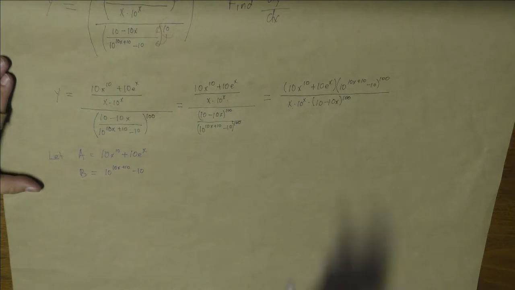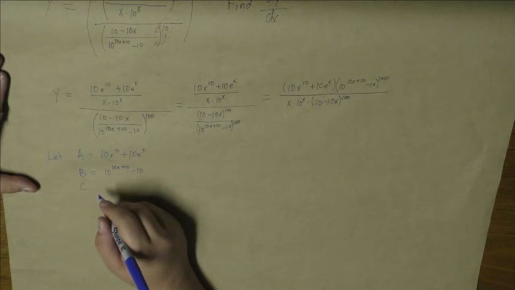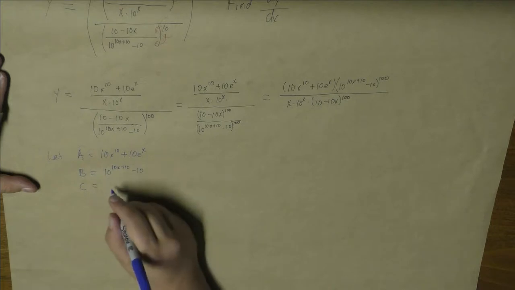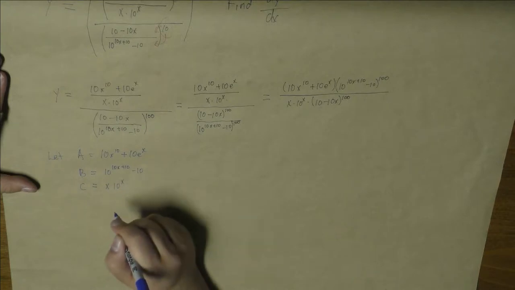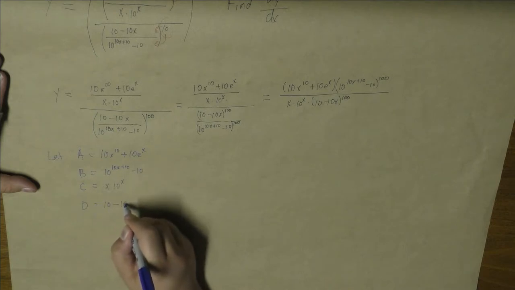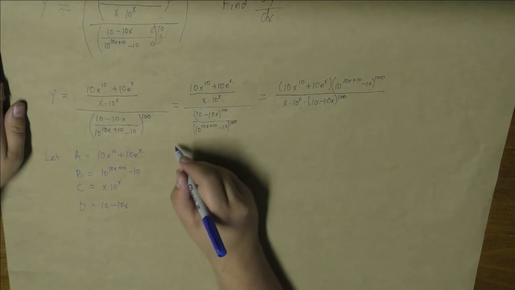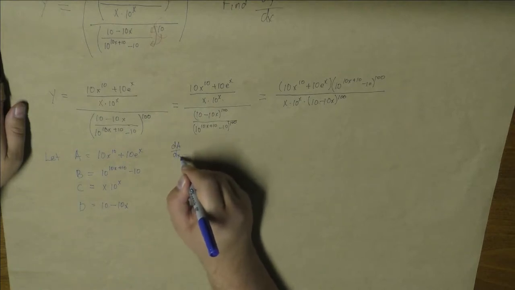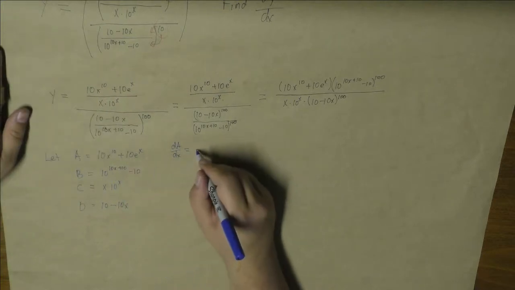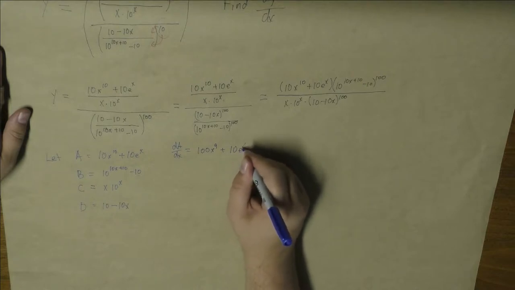And we'll do a similar thing on the bottom, so we have a single product on the bottom. We'll call c, we'll call that x times 10 to the x, and we'll call d 10 minus 10x. Now, we're going to end up differentiating these eventually, so I'll just work out those derivatives now. So dA by dx is, this is the product rule, so the 10 stays, so we get 100x to the 9th plus, and the 10 stays again, and e to the x is its own derivative.